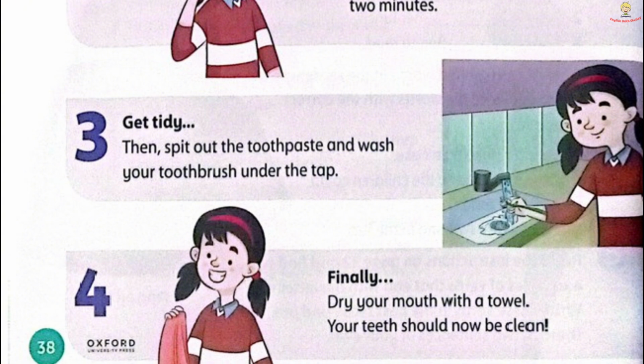Third, get tidy. Then spit out the toothpaste and wash your toothbrush under the tap. So you have to spit out toothpaste from your mouth and then you take some water in your mouth and move it in your mouth and then spit that water again and again 2 to 4 times, and then you have to clean your toothbrush under the tap. And the final step is finally dry your mouth with a towel. Your teeth should now be clean. So then you dry your mouth and your teeth should be clean.